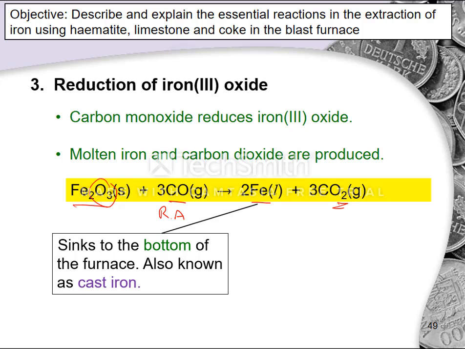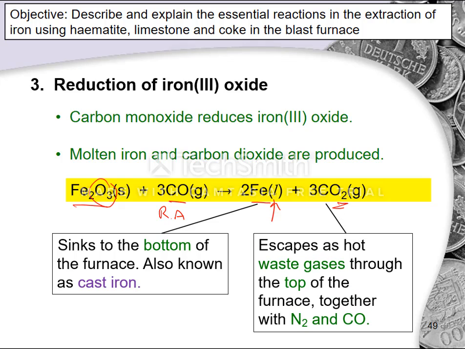And this iron will sink to the bottom. That's why you have molten iron. Take note of the molten state, which is liquid. And this iron obtained is not pure. Right out from the blast furnace it is called cast iron. It's in impure form. And the carbon dioxide escapes together with other hot waste gases from the top.